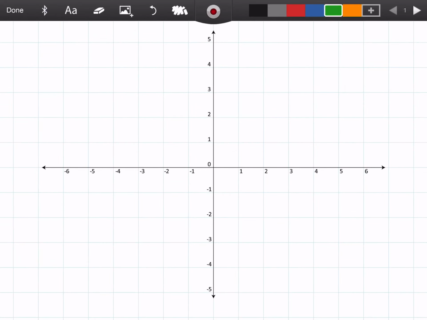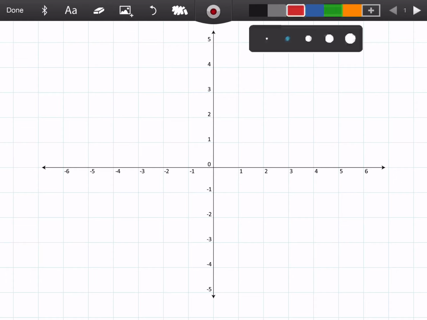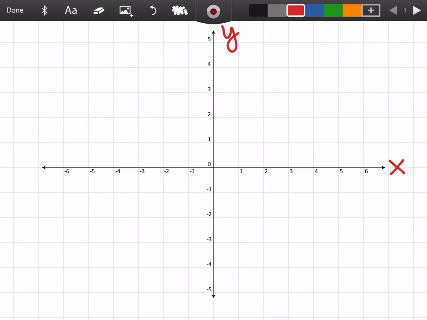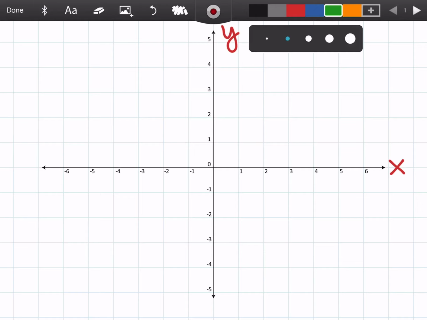Right, we're going to look at the coordinate plane here, and we're going to label the parts of the coordinate plane. So left to right, you have an axis running. This is called your x-axis. From top to bottom, you have an axis that's running. It's called the y-axis. So I've labeled both of those.